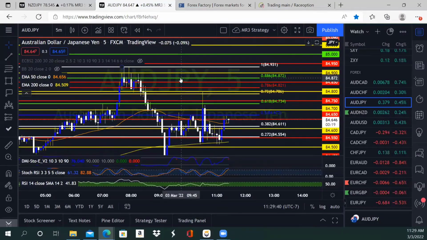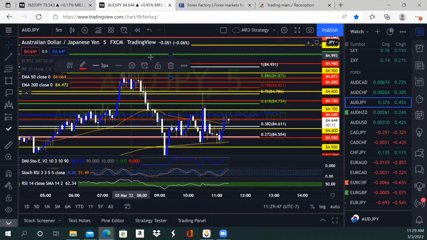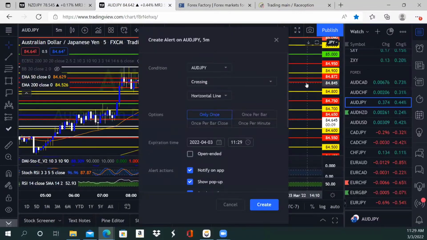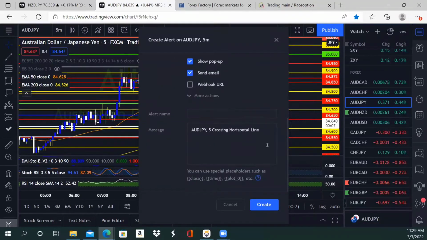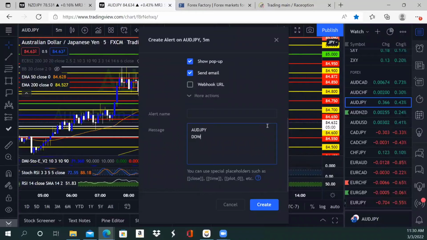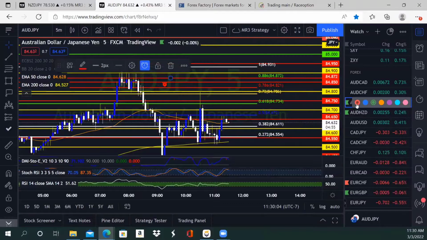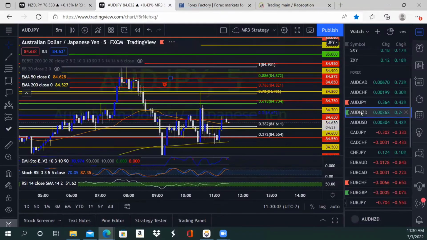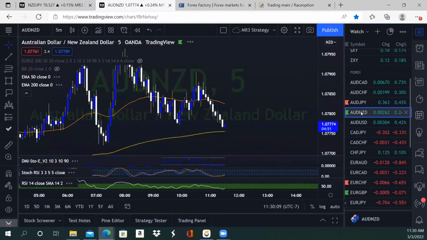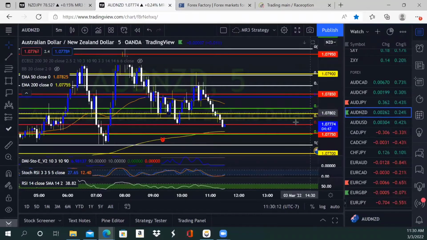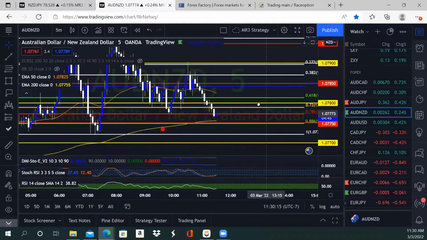So 72, 75 is a level that I like personally. I always try to set an alarm of just a couple points off. That way gives me time to switch on the broker and take an entry. So I'll just make an alert here for down. And I'll mark this as down. Not NZD. Did I have anything here? Yes, I do.